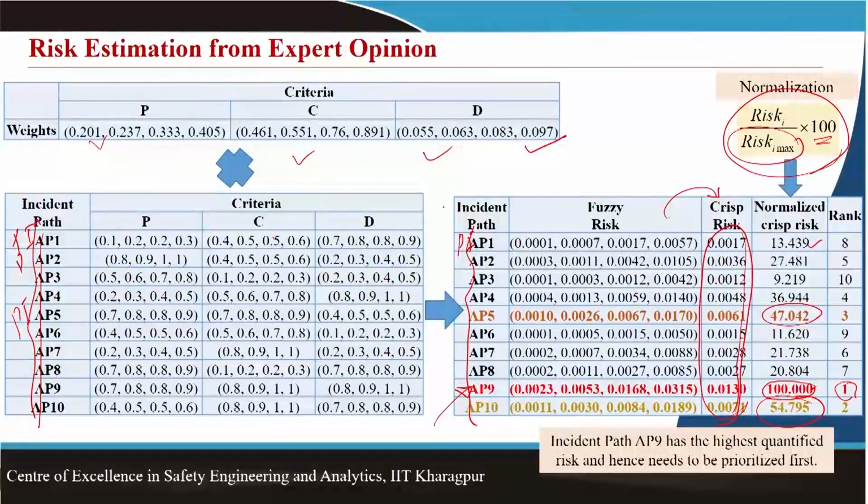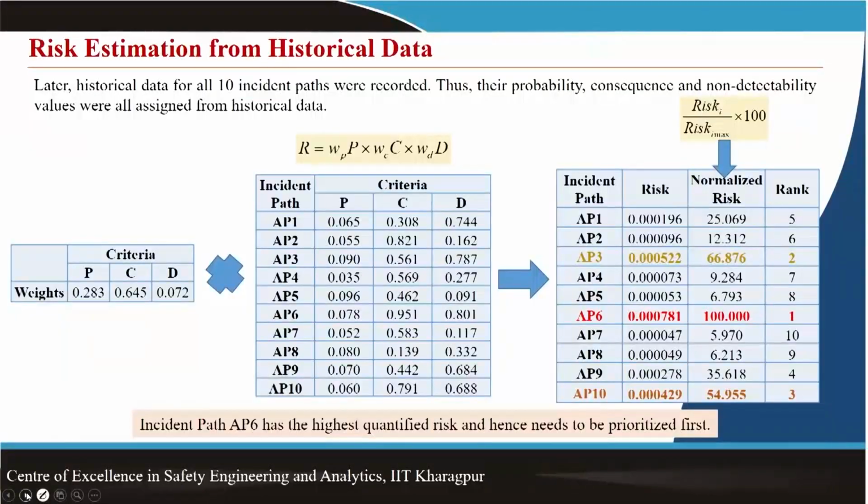So that is another kind of decision making. That means this decision is nothing but a decision related to the selection of alternatives. The other decision is related to where to concentrate, which potential incident path to attack first. So these are the decisions you have to make.